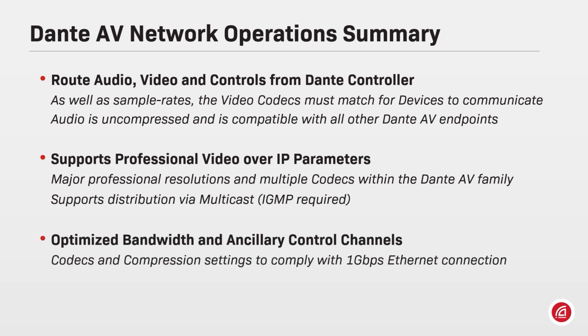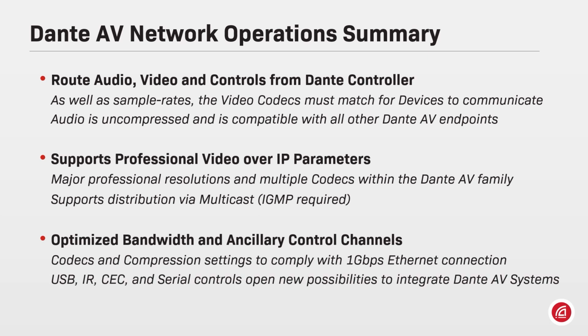All solutions of the Dante AV family offer optimized bandwidth codecs with compression settings to comply with 1 gigabit per second Ethernet connections. Included are USB, infrared, CEC, and serial control channels that open new possibilities to integrate Dante AV systems.